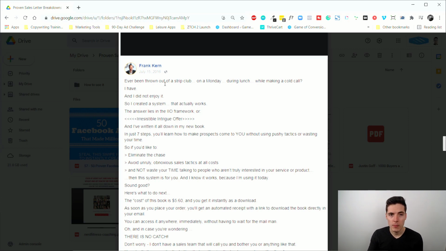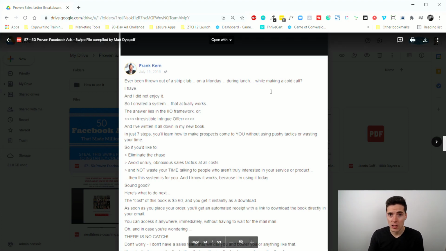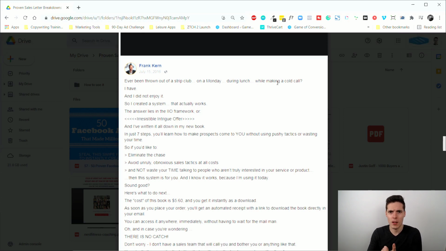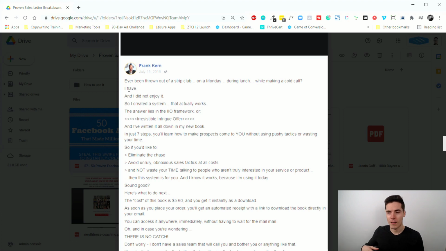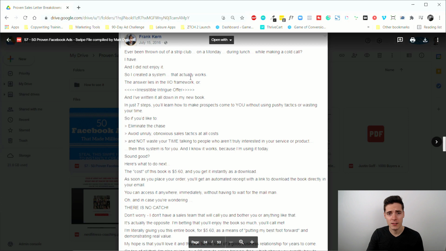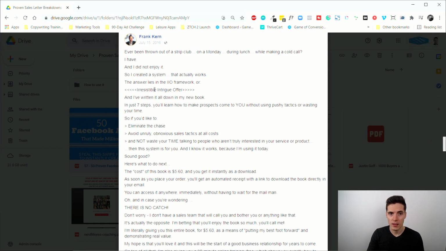So I love the copy because the hook itself is really unique. It's like, whoa, this gets people reading, right? Strip club, making cold calls during lunch. What? Frank Kern is really good at these very emotional, very unique types of hooks. He immediately teases the system that works, and then we get a little unique mechanism tease. Once again, irresistible intrigue offer. Like, whoa, what's this irresistible intrigue offer, right?